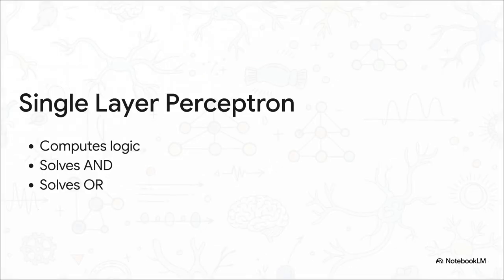Now, when we just use a single layer of these artificial neurons, what we call a single-layer perceptron, it turns out they are incredibly effective at representing basic Boolean functions. If you give them simple linear logic gates, like an AND function where condition A and condition B must be true, or an OR function where either can be true, this single layer handles it perfectly.